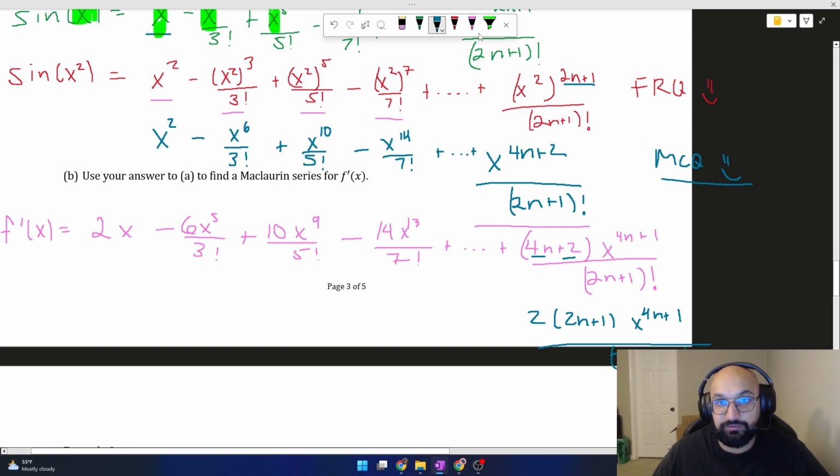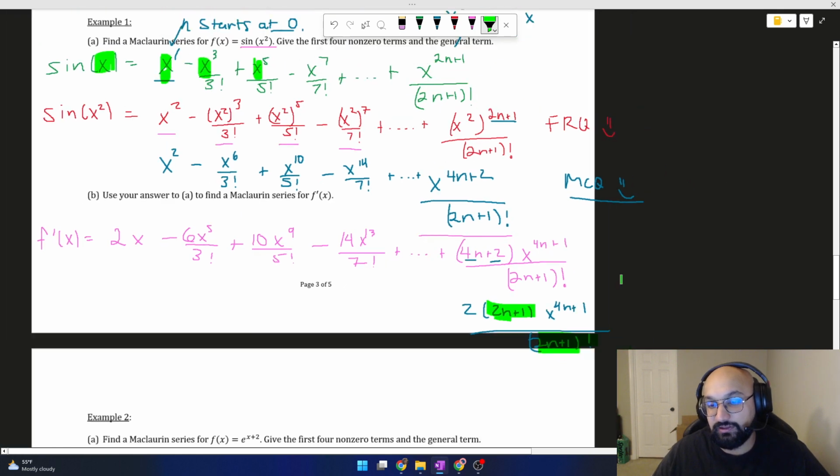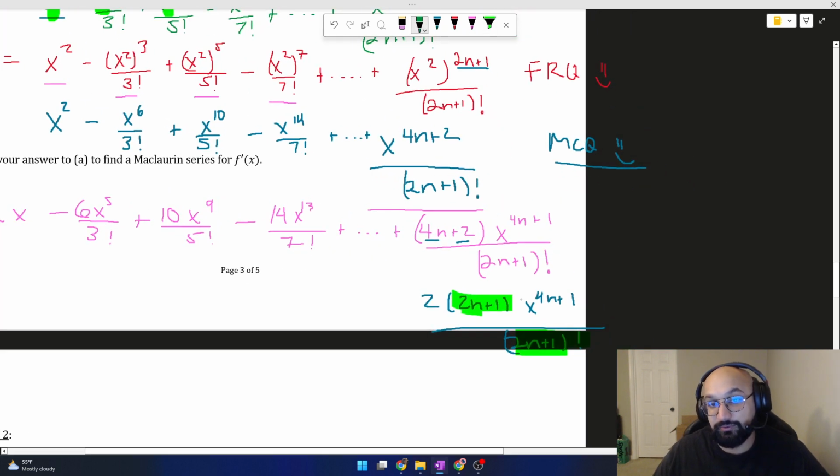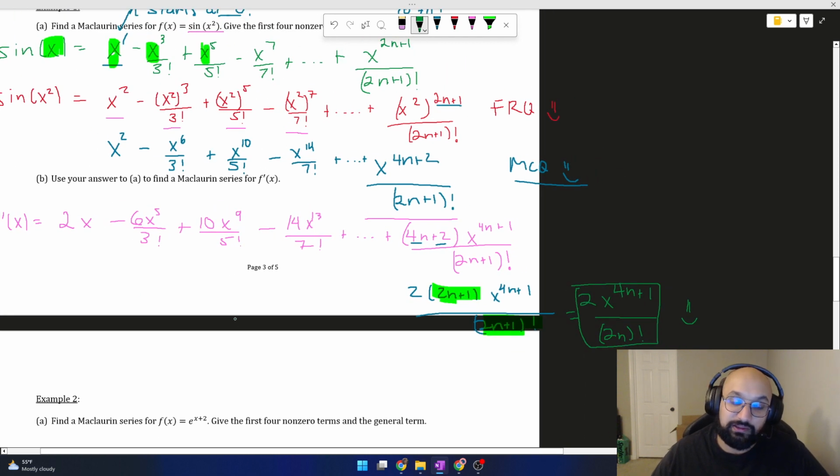The 2n plus 1 factorial and 2n plus 1 are going to cancel out partially. Specifically, the 2n plus 1 part would go away, leaving us with 2x to the 4n plus 1 over 2n quantity factorial. That would be our final answer for like MCQ type smiley face again, meaning you've simplified everything.